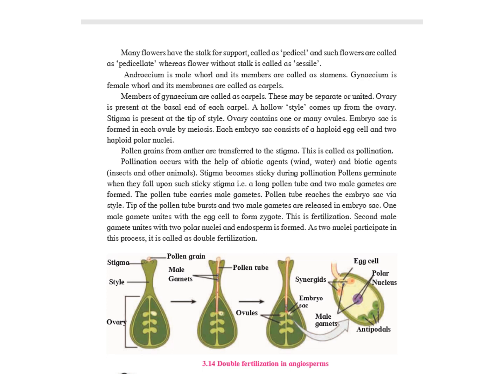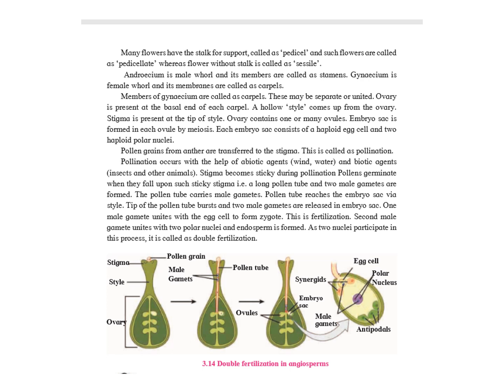The pollen grain germinates over the stigma and gives rise to the pollen tube. The pollen tube carries two male gametes which are released near the egg cell present in the embryo sac. One male gamete fuses with the female gamete to form a zygote. The second male gamete fuses with two polar nuclei giving rise to the endosperm. That is why this kind of fertilization is also called double fertilization.